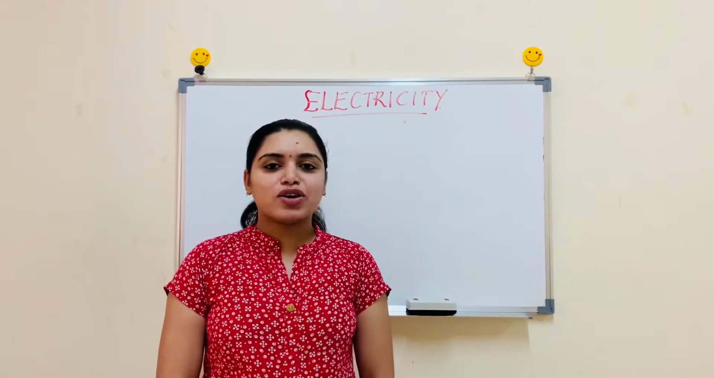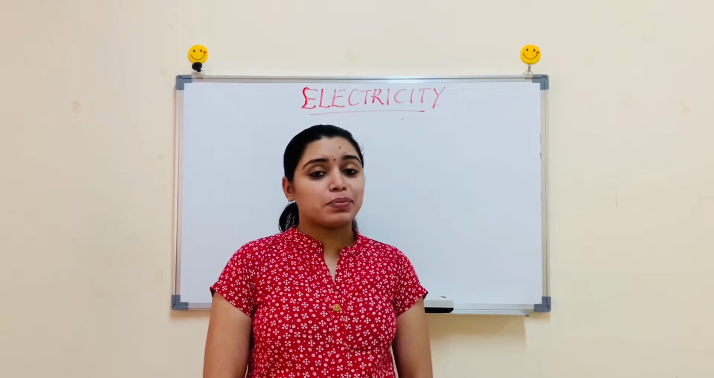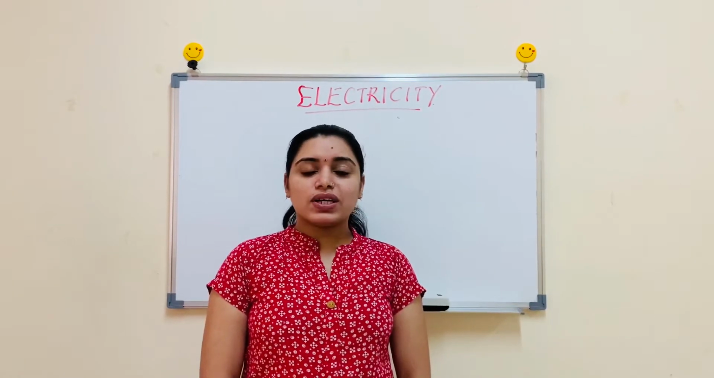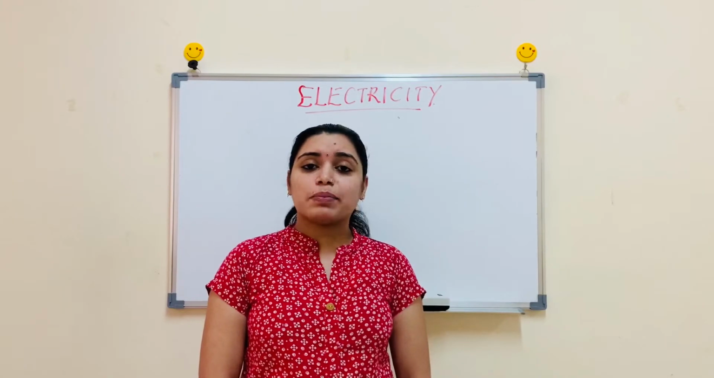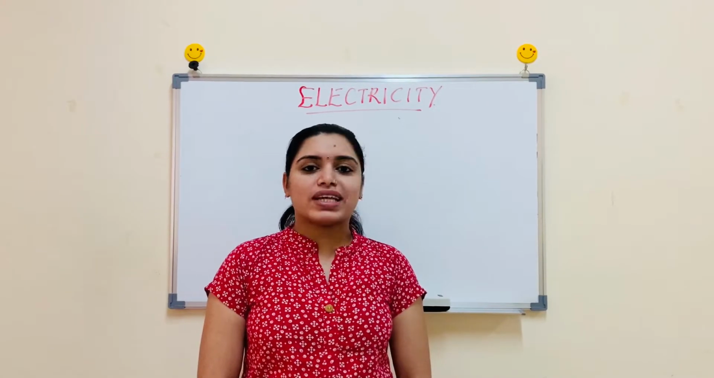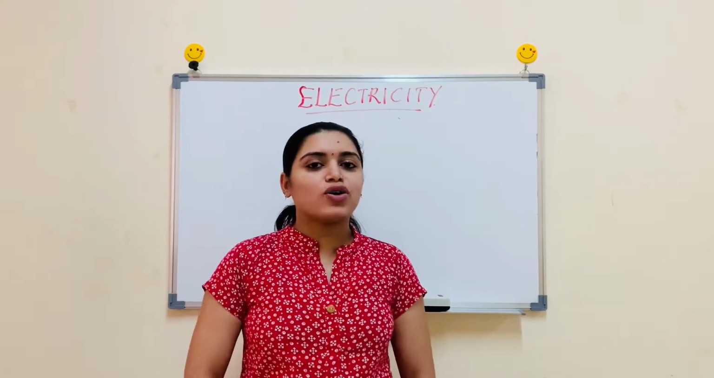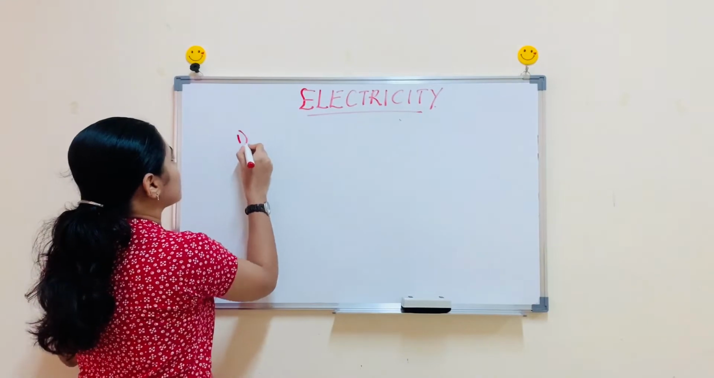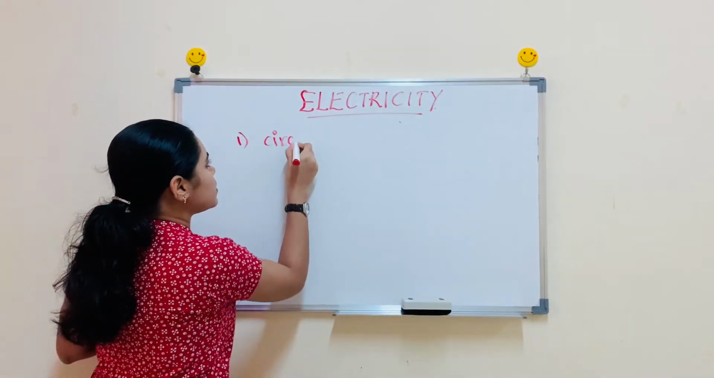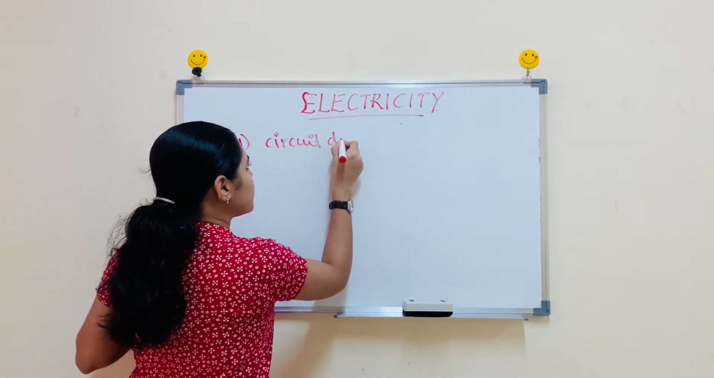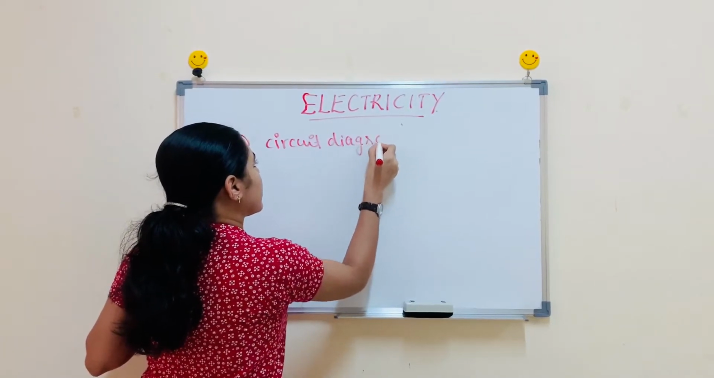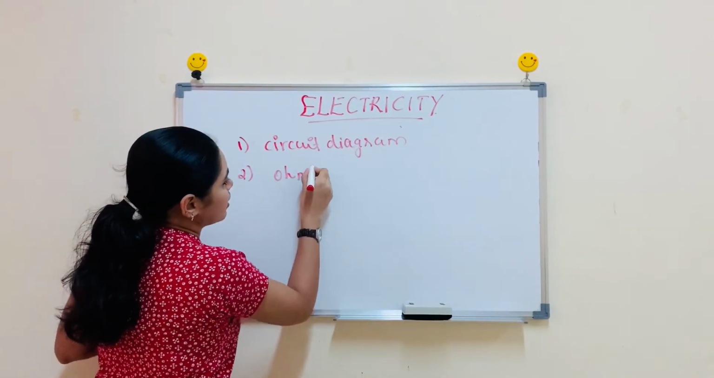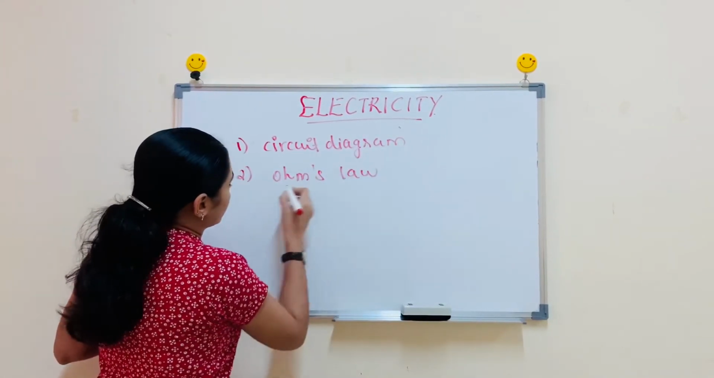In this class, we are going to discuss the second part of chapter Electricity for grade 10 students. And in first class, we have already explained in detail some basic and fundamental properties of electricity. And in this class, we are going to study first one, circuit diagram. And an important law of electricity, that is Ohm's law.